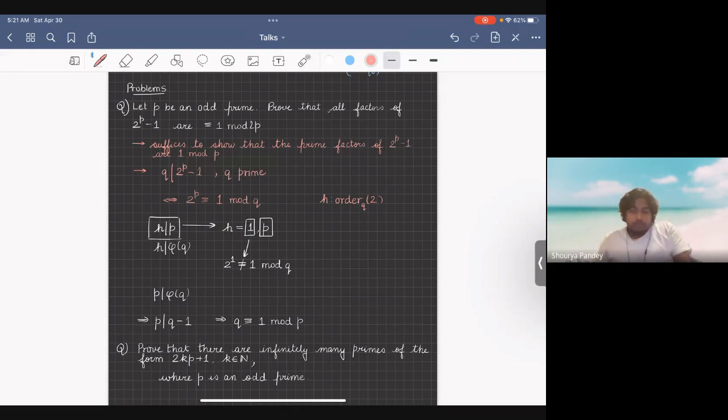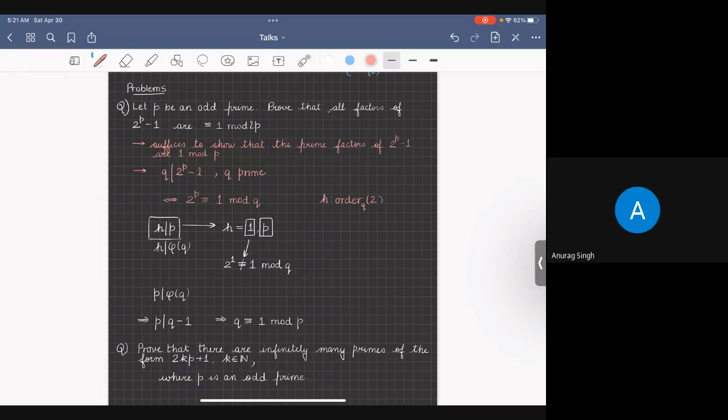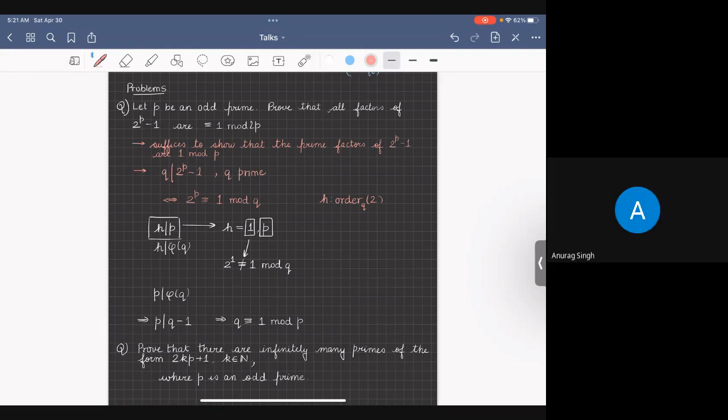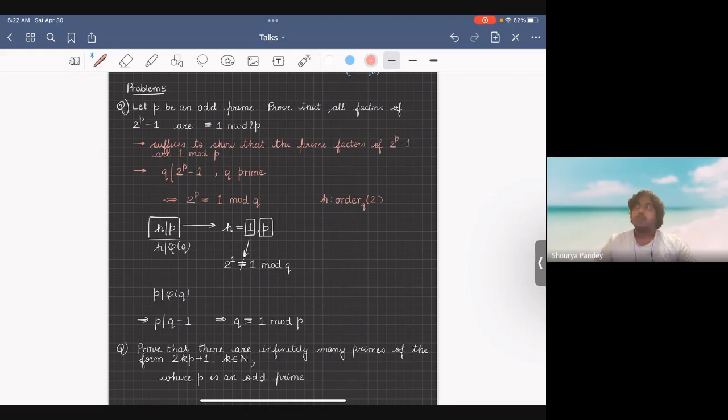What next? Yeah, but what after that? Does that give you infinitely many primes? Let's just find it. Wait, can I say something? If 2 to the kp plus 1 is not a prime, one of its factors is prime. Sure, but why does it give infinitely many primes of this form?